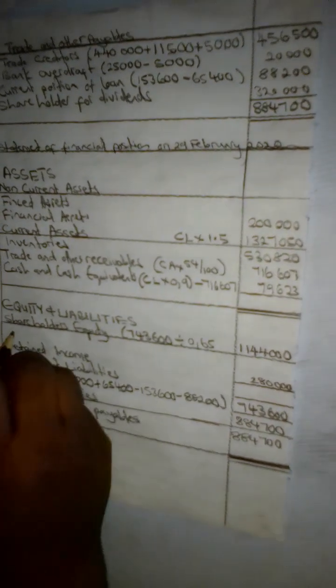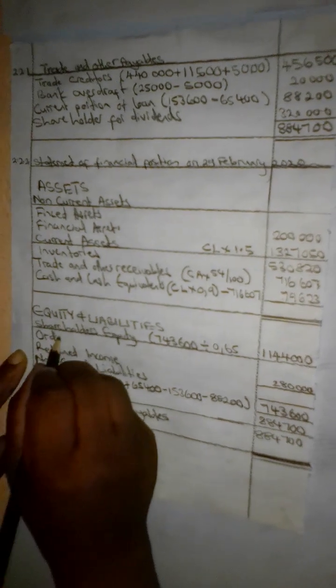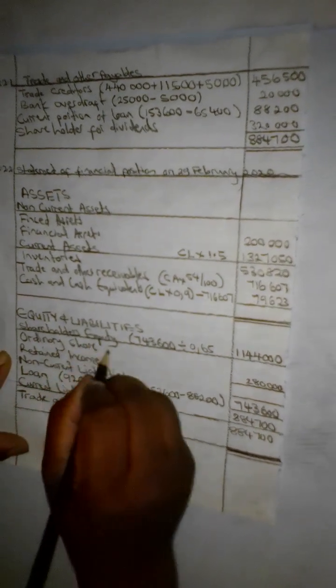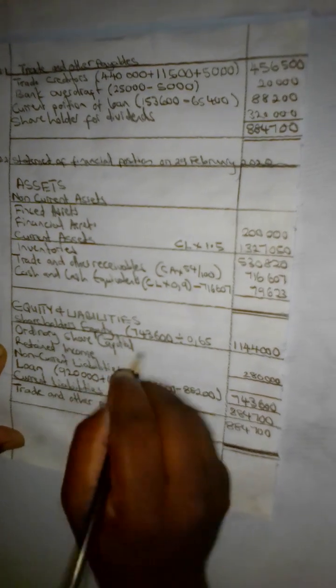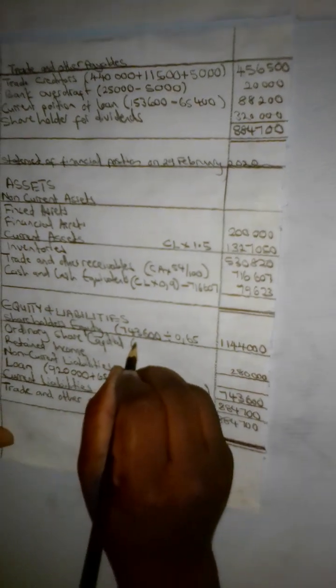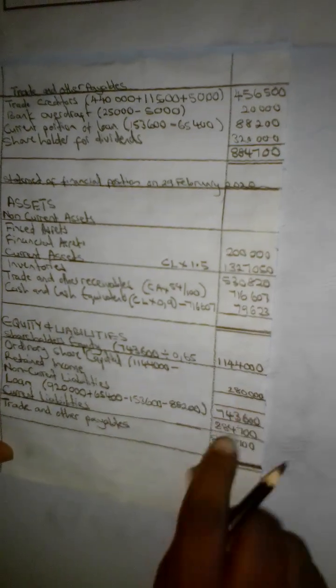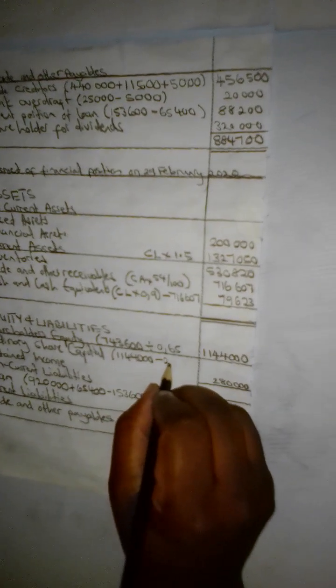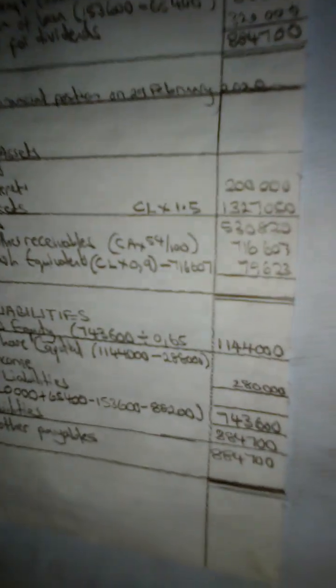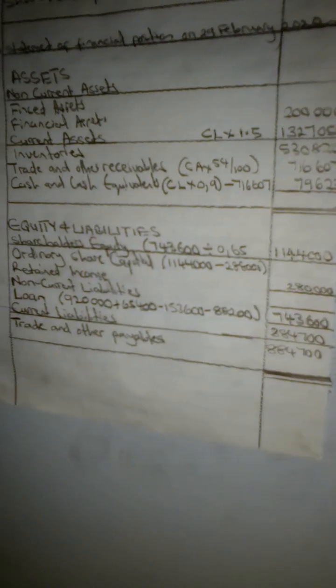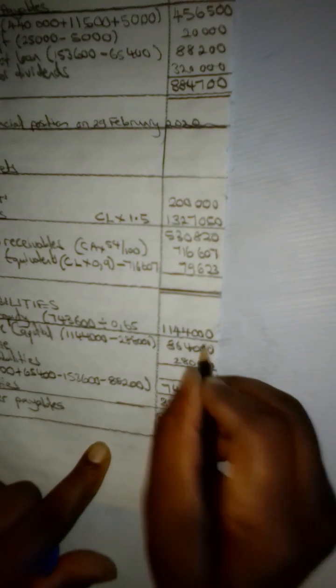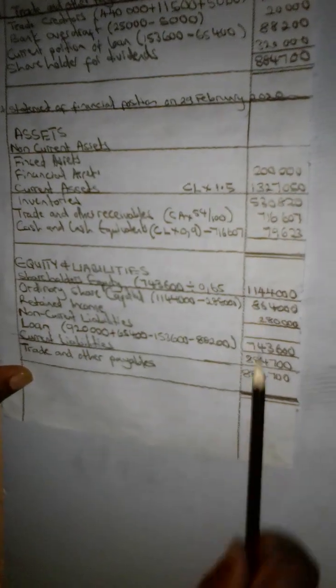the ordinary share capital. We are going to calculate the ordinary share capital. Okay, we open our bracket here. It's simply going to be 1,144,000 minus the retained income, which is already given, 288,000. It is going to give us our ordinary share capital. Let me go back to my calculator. It's going to give us something like 864,000. Okay. And it seems as if under equity and liabilities, we have got everything that we want.